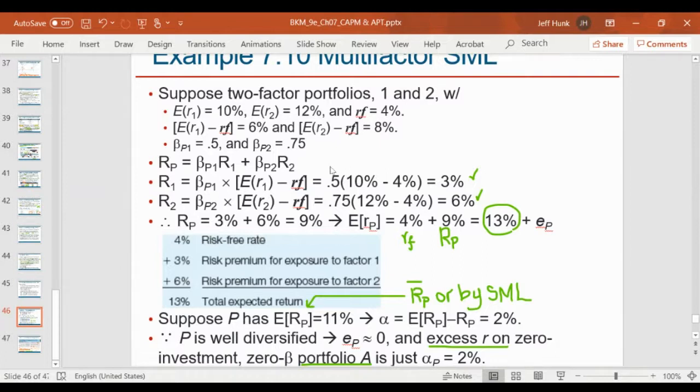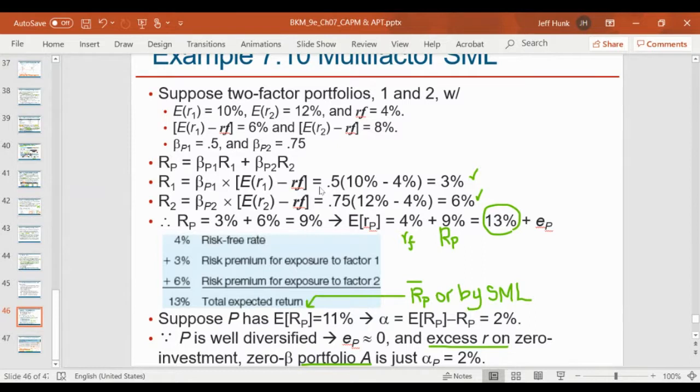So you can think of it this way. Of course, then our portfolio risk premium is basically beta 1 times the first factor risk premium plus beta 2 times the second factor risk premium. And by now, you may have realized the very basic and simple principle behind arbitrage pricing theory.